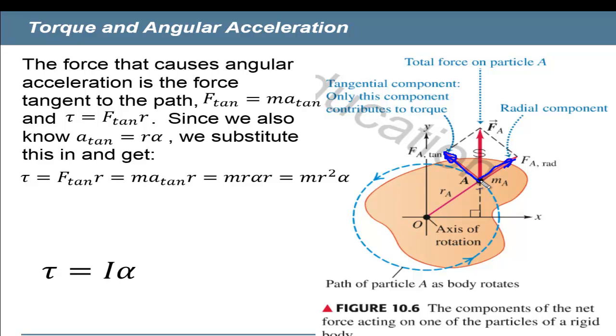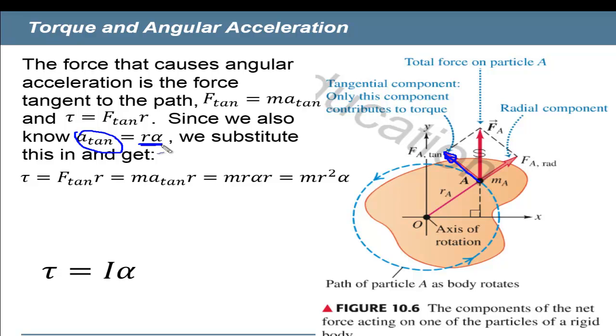tangential force, right? So we can say that the F tangential is mass times the A tangential, the tangential acceleration, right? But we also know from the previous slide that torque is going to be the F tangent, or tangential force, times the radius, right? That's simply this force times the radius right here. But we also know from chapter 9 that the tangential acceleration is equal to the radius times the angular acceleration.